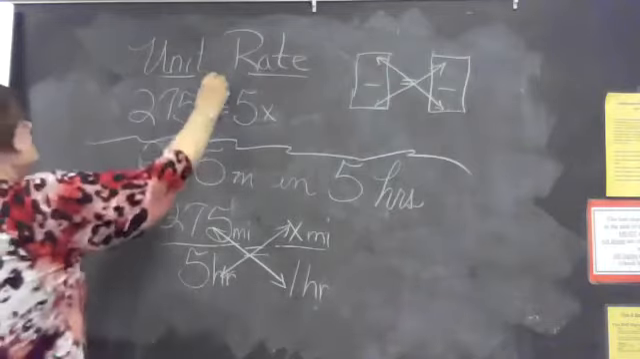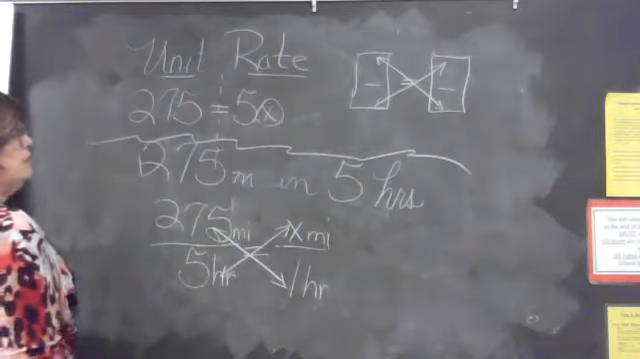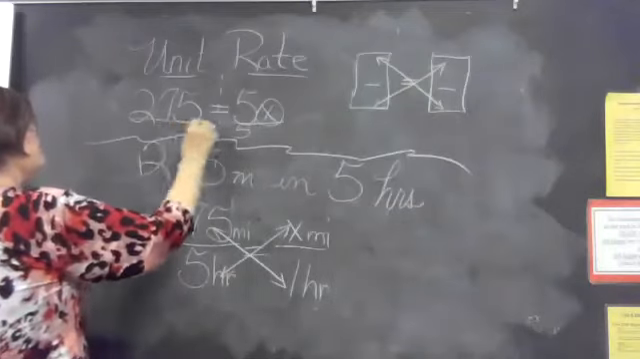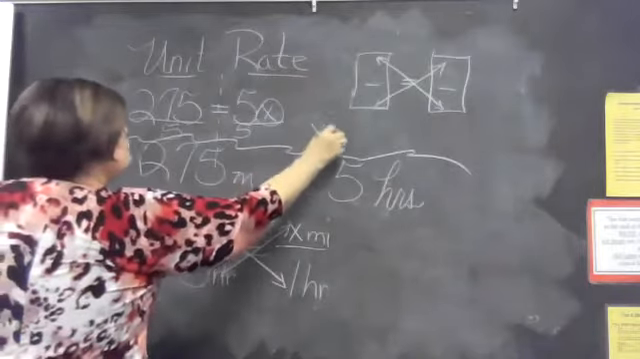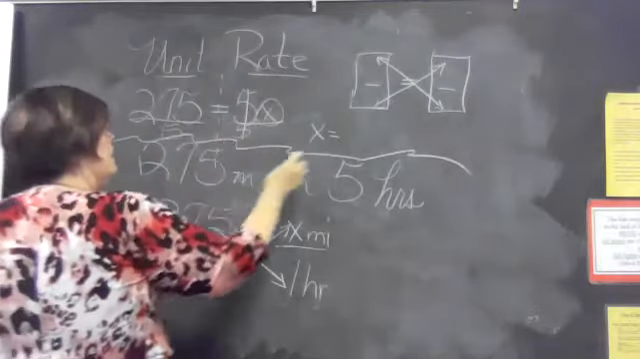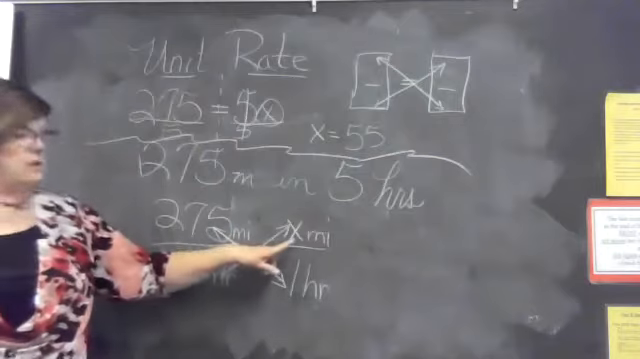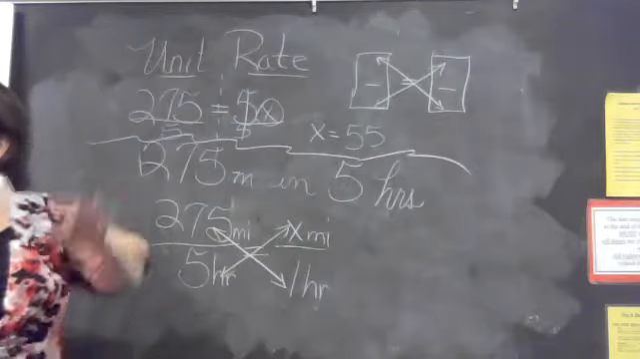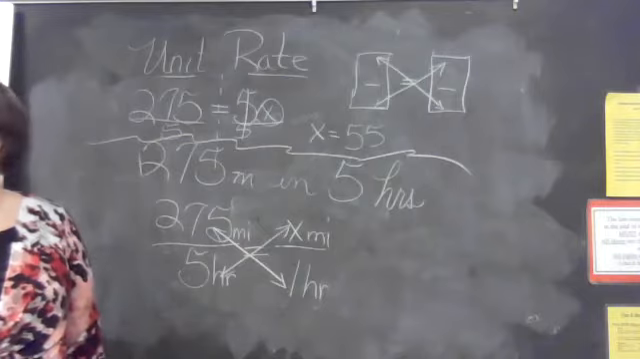What do I need to do? To get x by itself, what do I have to do? Divide by 5, divide by 5. And so, since I don't have room, x is going to equal, when I do this, x is by itself, and I have 55. And so that is what goes in the x place, x miles. Now that you've seen an overview of everything, let's do some problems right off your worksheet.